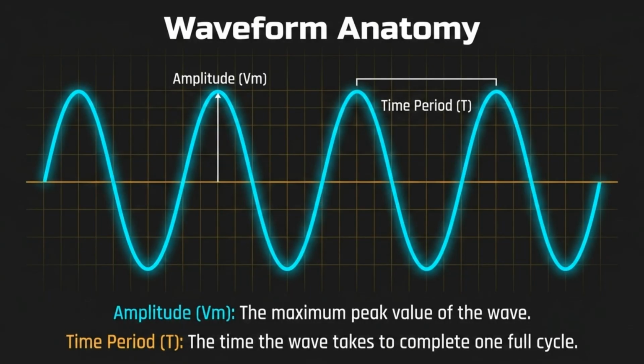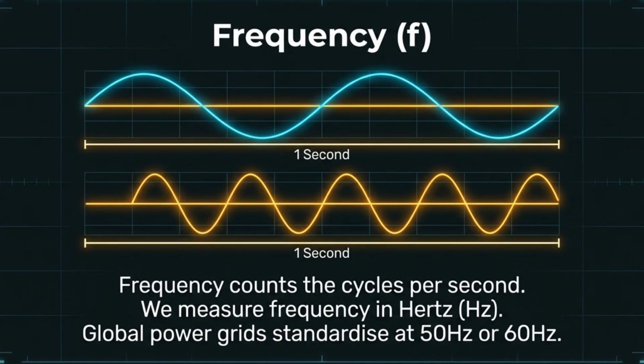When analyzing the anatomy of a waveform, we look at two main features: amplitude, which is the maximum peak value, and the time period, which is the time required to complete one full cycle. Frequency measures the number of cycles per second, expressed in hertz. It is essential to note that global power grids are standardized at either 50 Hz or 60 Hz.